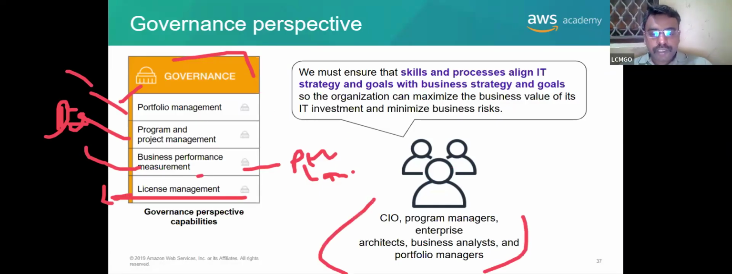Right. So who are all involved in this meeting? The CIO, the Chief Information Officer, program managers, enterprise architecture, business analysts, and portfolio managers. These are the stakeholders who are involved in this meeting. They will discuss and come up with the proper plan and ideas.